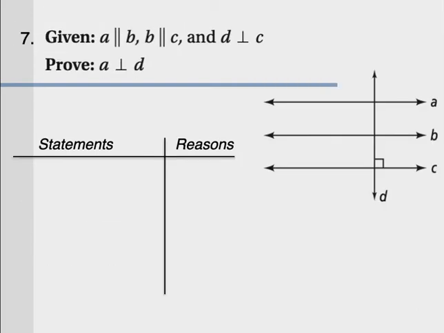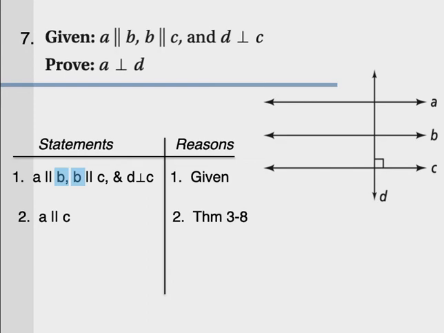Go ahead and create your statements and reasons T-chart and fill in step 1. If you just look at the first two facts from your given, how can you combine them? If you highlighted the repeats and realized how you could put together what's left, well done. What reason did you use? Theorem 3.8 to say two parallels get you a new parallel fact.